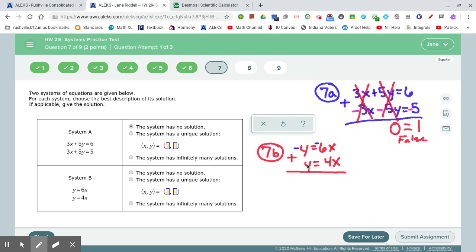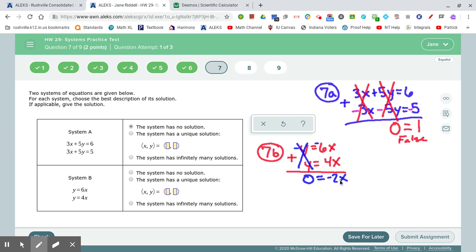So negative y plus y would give me 0y, or that's just 0. They cancel each other out. Bring down the equal sign, and negative 6x plus 4x gives me negative 2x. Now this is different. Up here, both variables canceled. Here, I still have negative 2x, so nothing canceled besides the y. My x is still there, which means that I'm going to keep going.